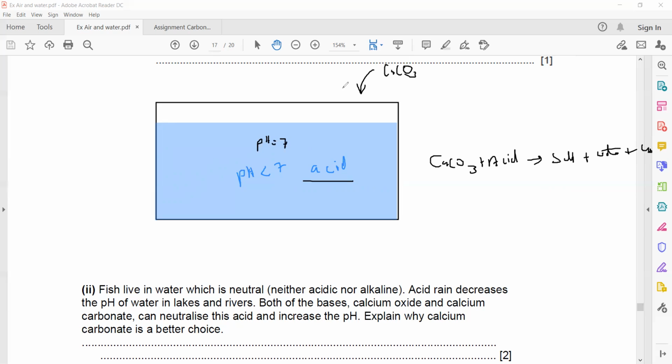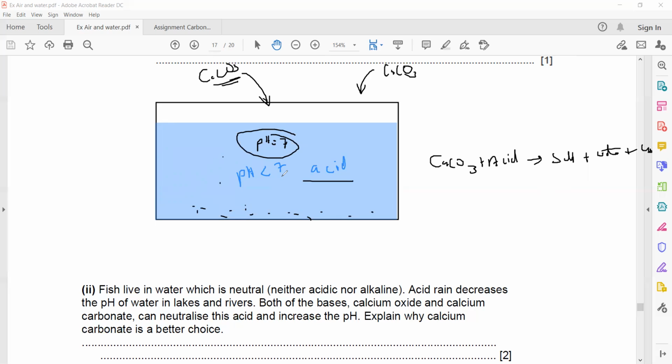But again, when you add an excess, it means more than enough. So if you add more than enough, calcium carbonate is insoluble. So when you add an excess, calcium carbonate is not reacting, so it will remain insoluble, does not dissolve or does not react with anything. So the pH will remain 7.